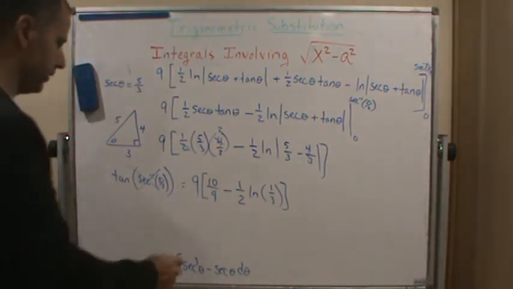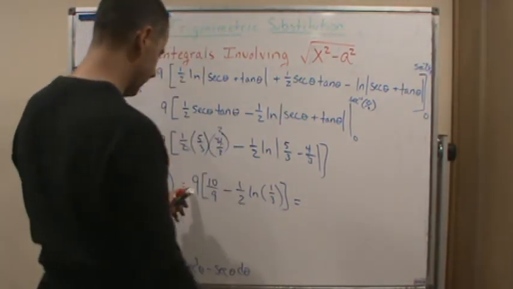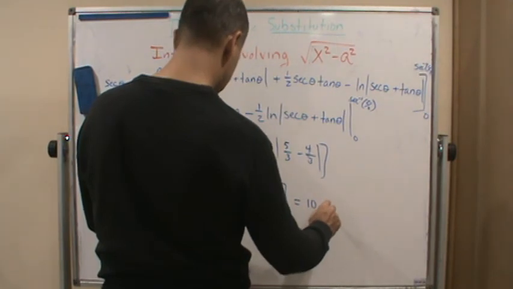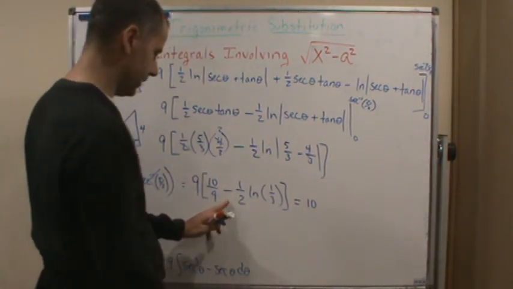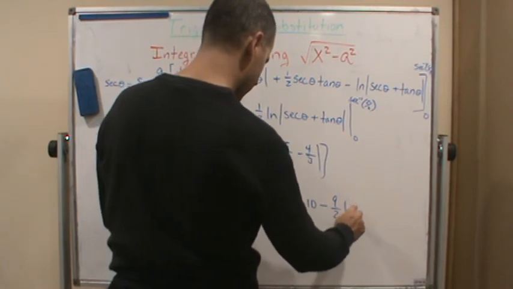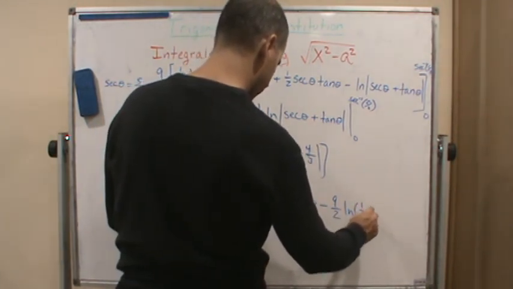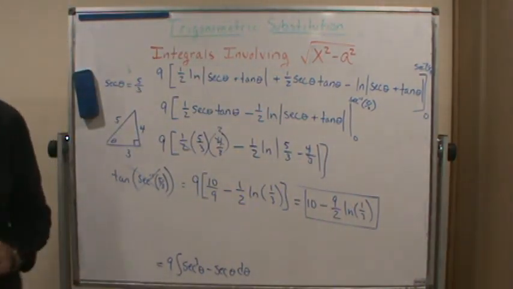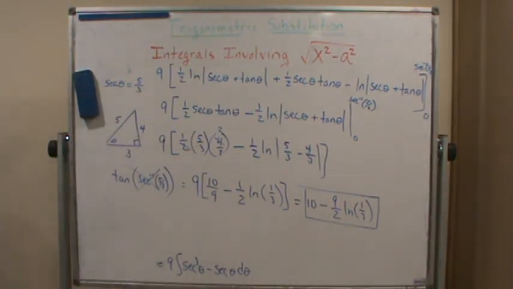And so now if I distribute the 9, what do I get? I get 10 minus 9/2 times the natural log of 1/3, and that is the exact area in square units for the region described.